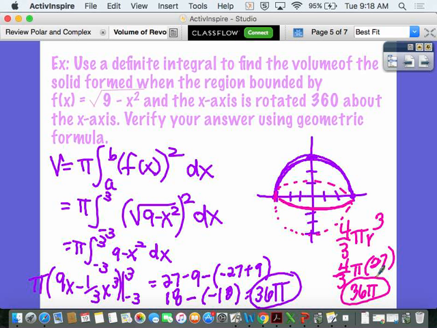So to verify that our answer is 36 pi using a geometric formula, we're going to find the volume of the sphere that it formed. That's where the 4/3 pi r cubed came from. And then we plug in 3 because the radius of our sphere is 3.